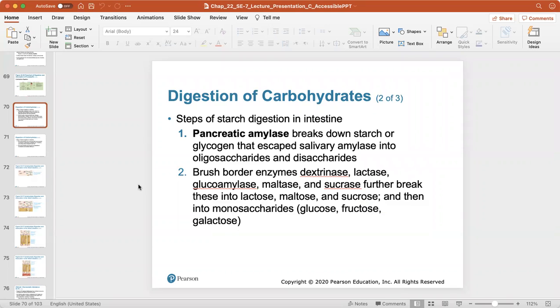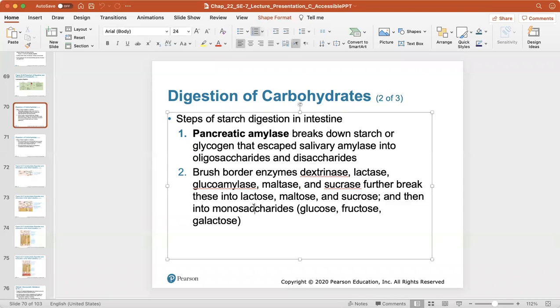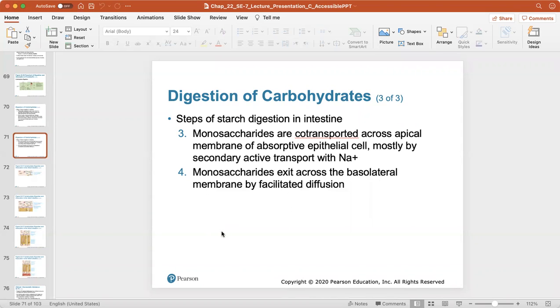So the steps of starch digestion in the intestine include pancreatic amylase, which breaks down starch or glycogen that escaped the salivary amylase into an oligosaccharide and a disaccharide. The brush border enzymes in the small intestine will further break these into lactose, maltose, and sucrose, and then eventually into a monosaccharide, a single sugar, which is glucose, fructose, and galactose. Monosaccharides are then co-transported across the apical membrane of these absorptive epithelial cells, mostly by what we call secondary active transport with sodium. And then monosaccharides will exit across the basolateral membrane by facilitated diffusion.